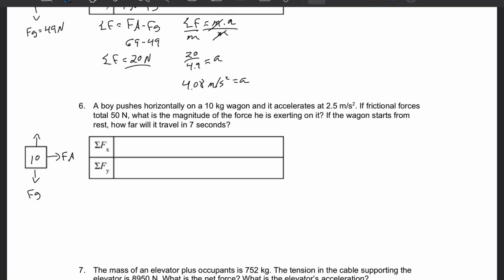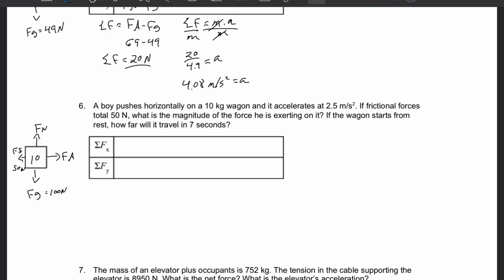It is near Earth for force of gravity. It's not accelerating, but it's on the ground vertically, so you have force normal. If friction force is a total of 50, so friction force opposes the motion, and that's 50, what's the magnitude of the force he exerted on it?